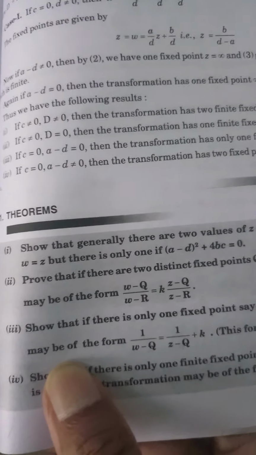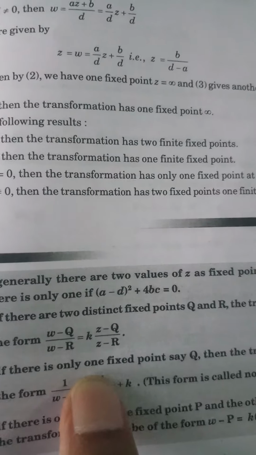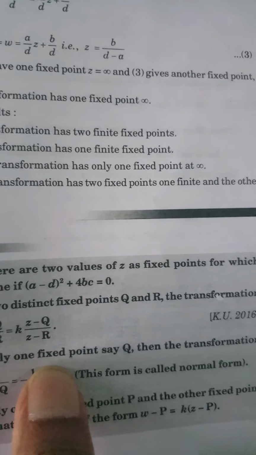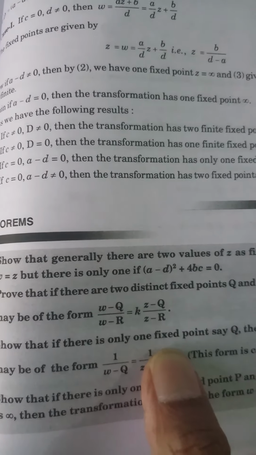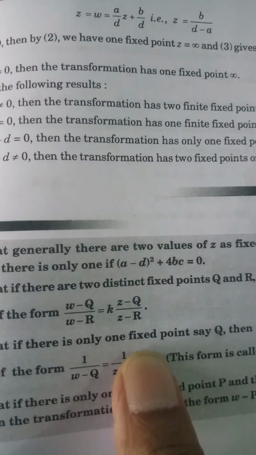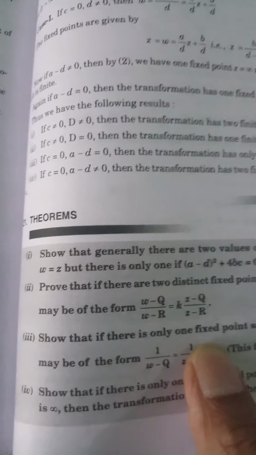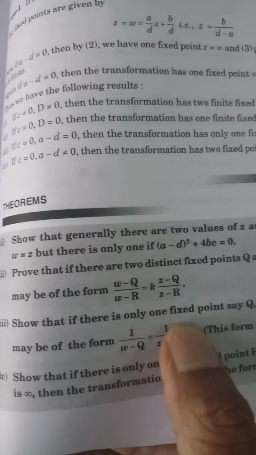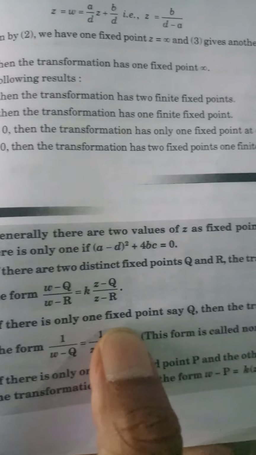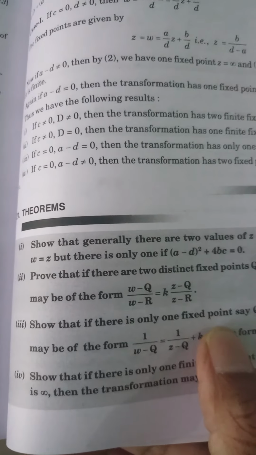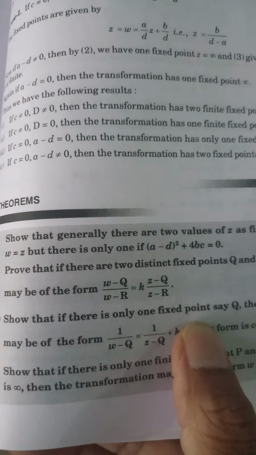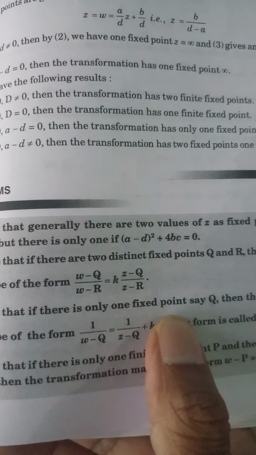There are some theorems. First, show that generally there are two values of z as fixed points for which w equal to z, but there is only one if (a minus d) whole squared plus 4bc equal to 0. Second, prove that if there are two distinct fixed points q and r, the transformation may be of the form (w minus q) by (w minus r) equal to k times (z minus q) by (z minus r).